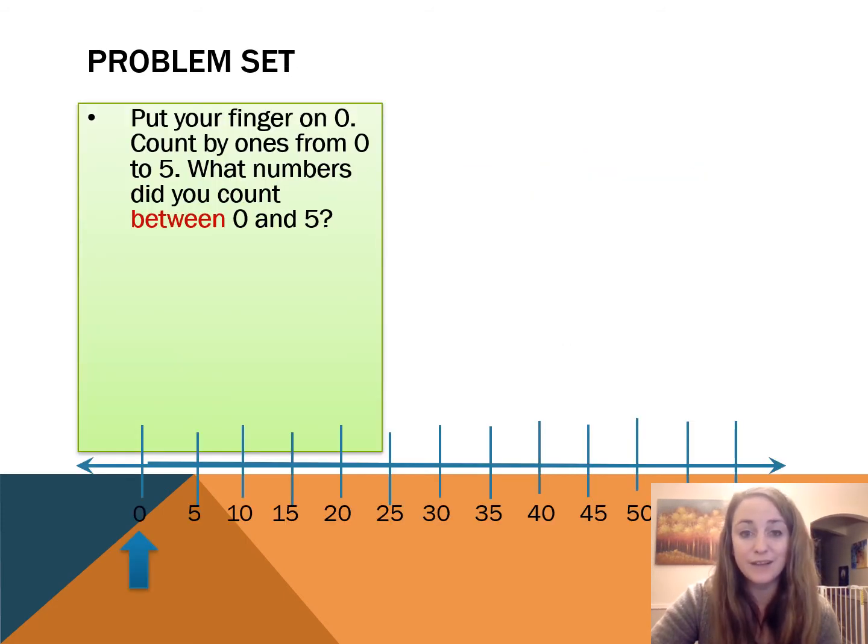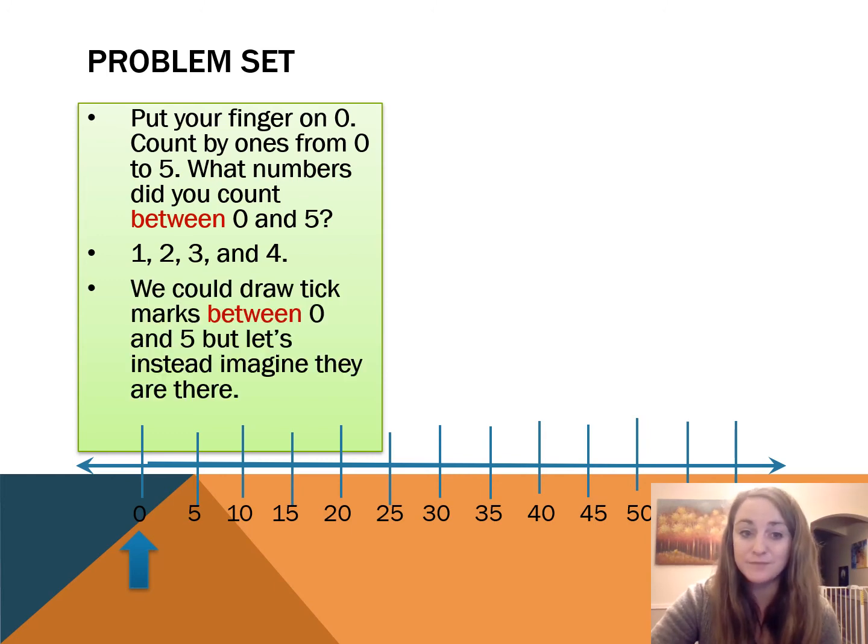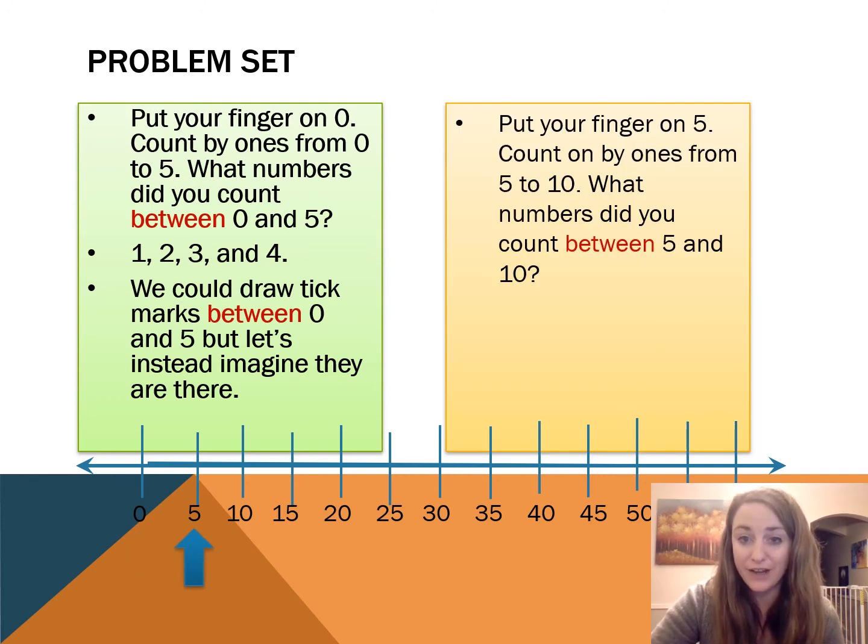Put your finger on 0. Let's count by ones from 0 to 5. 1, 2, 3, and 4. What numbers did you count? We can draw tick marks between 0 and 5, but let's instead just imagine that you're there.